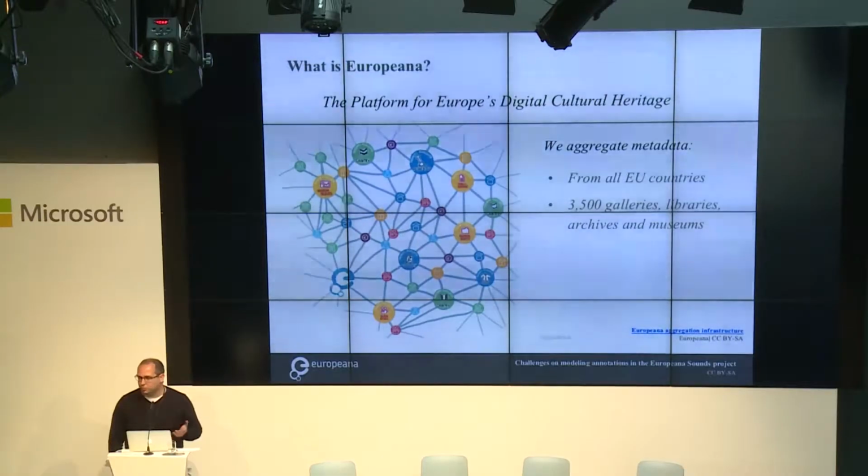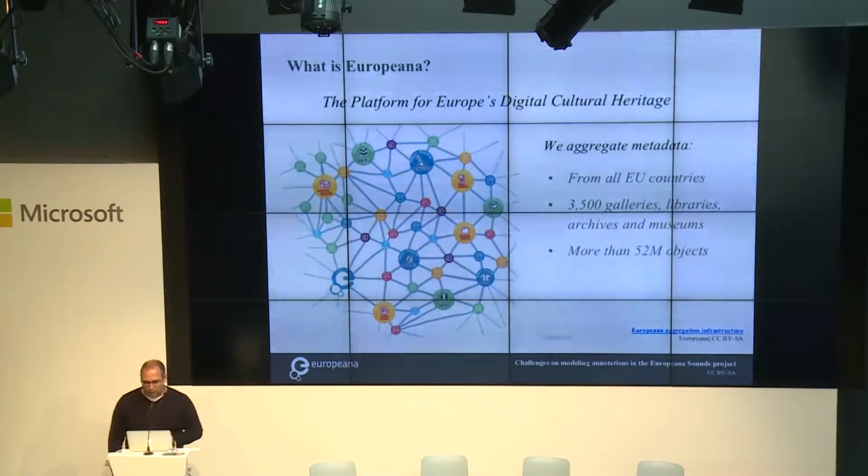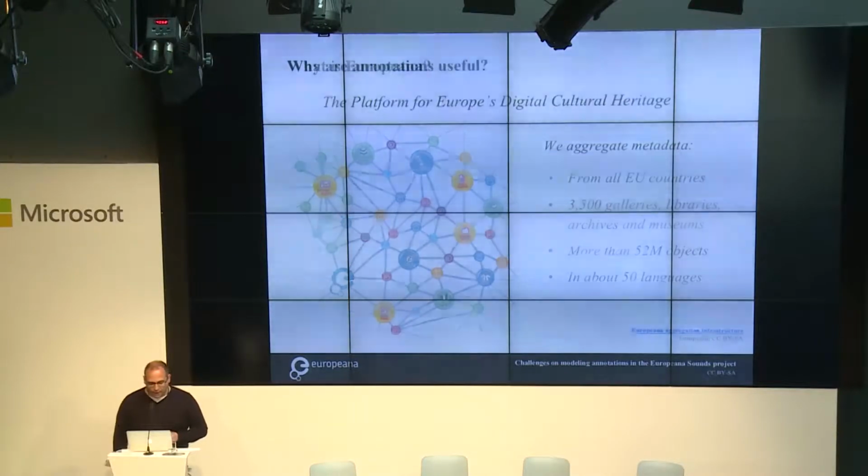So I'll start by explaining what is Europeana. Europeana is Europe's platform for digital cultural heritage. We aggregate metadata from all EU countries. It's around 3,500 galleries, museums, archives, and libraries, and more than 52 million objects that we aggregate so far, and in around 50 languages.